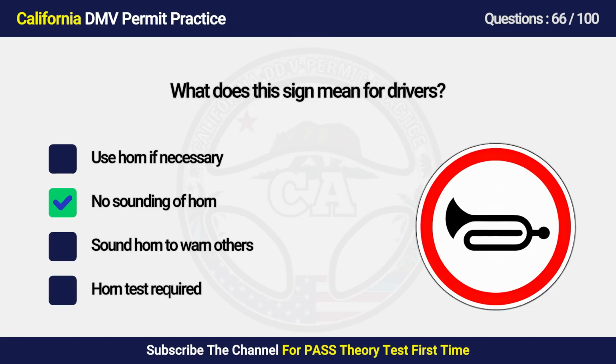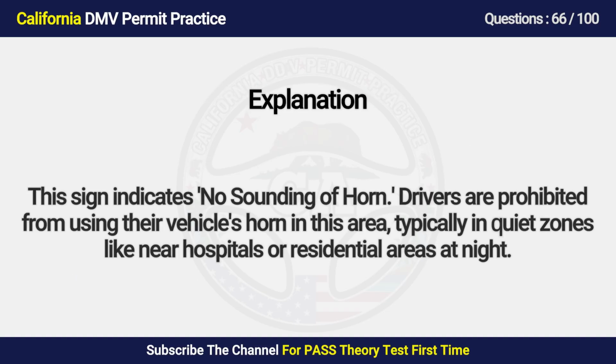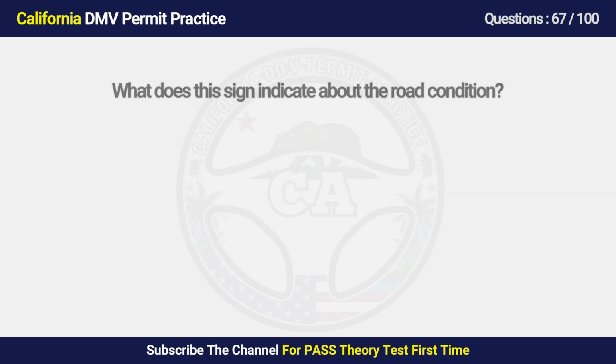Answers is B. No sounding of horn. This sign indicates no sounding of horn. Drivers are prohibited from using their vehicle's horn in this area, typically in quiet zones like near hospitals or residential areas at night.